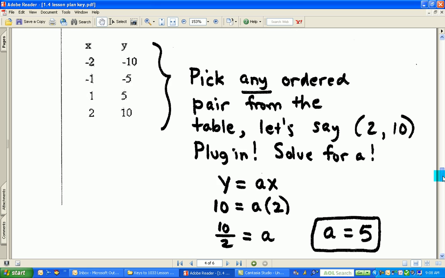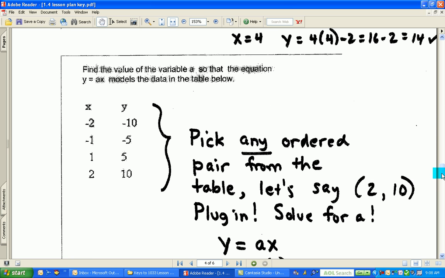All right, the next question says this. Find the value of the variable a so that the equation y equals a times x models the data in the table. And they give us a table of ordered pairs. This time they're written where x goes down, it's under rather than across, and y also goes down. So, we're still seeing a collection of ordered pairs. -2, -10 would be the first ordered pair, -1, -5 would be the second ordered pair, and so on.